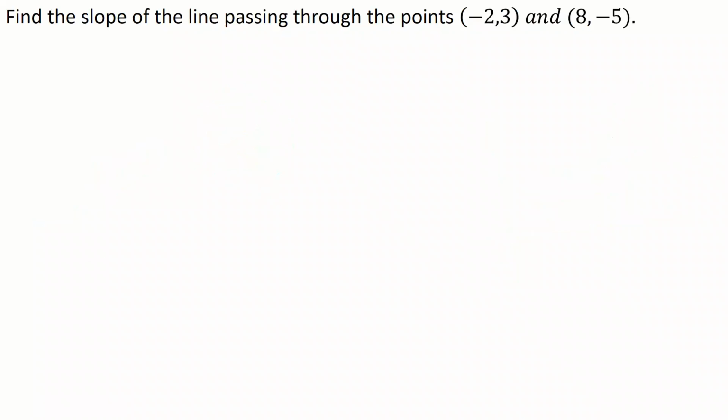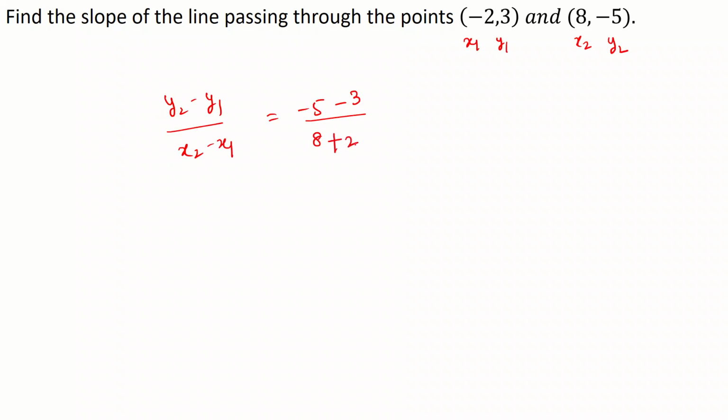Let's take up a question. Find the slope of the line passing through these 2 points. Assume that this is my x1, this is my y1, this is x2, and this is y2. So the formula for the slope is y2 minus y1 by x2 minus x1, which is equal to minus 5 minus 3 divided by 8 minus 2, which is 8 plus 2. So it gives me minus 8 by 10, which is equal to minus 4 by 5. So this is the slope of the line which joins these 2 points.